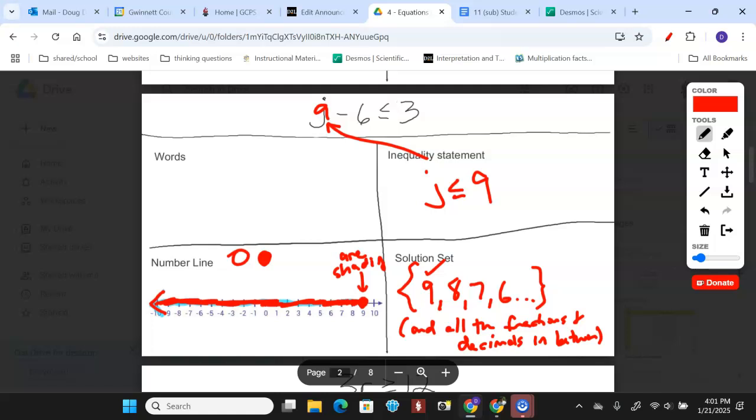Last thing is words, and I just write what I've been saying. J can be any number less than 9, including 9 in this case. 9 is okay. And that's how you do it. So that's the 4 ways you can represent an answer. I like you to understand them all, though there will probably be ones that you favor more than others.